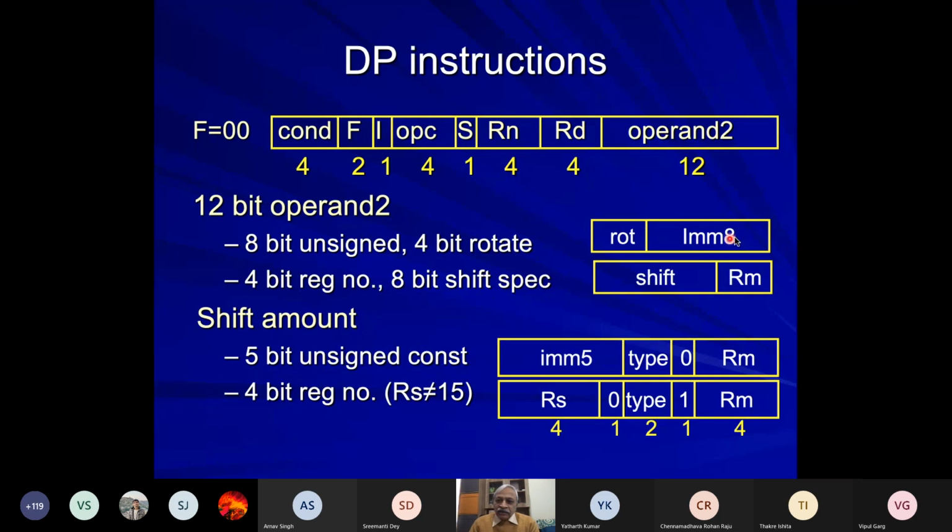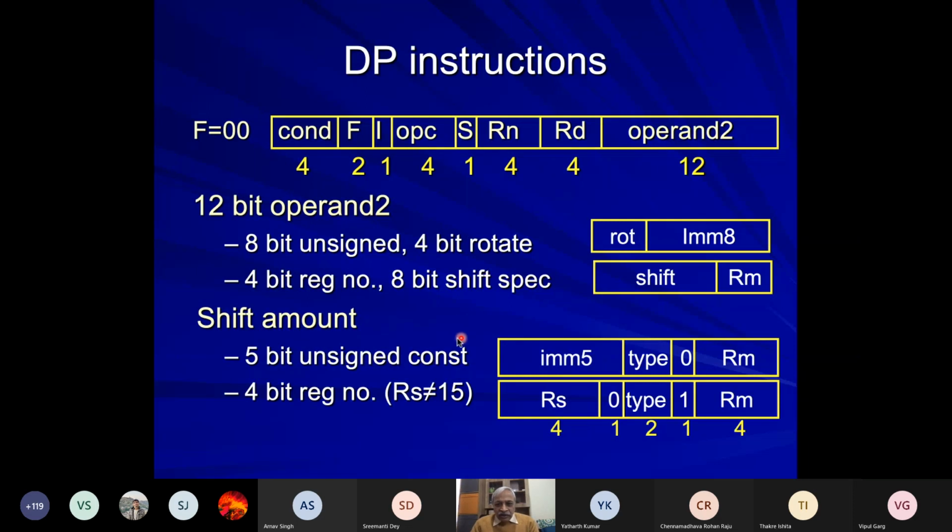It could be either an 8-bit unsigned constant, which can possibly be rotated by this rotation specification, or it could be a register, a 4-bit field specifies that, and a shift field which specifies in which manner to shift and how much to shift. The choice of these two is indicated by the I field or the immediate field. 0 for register and 1 for immediate.